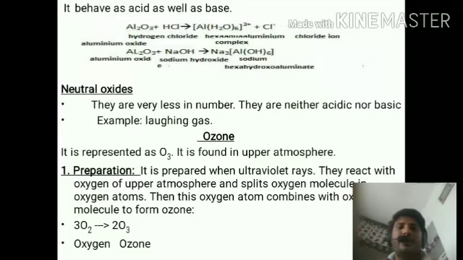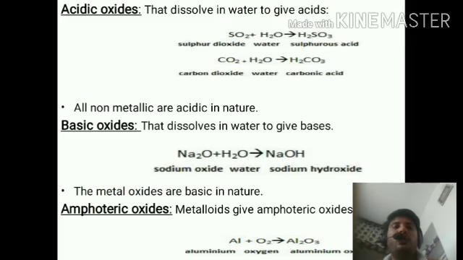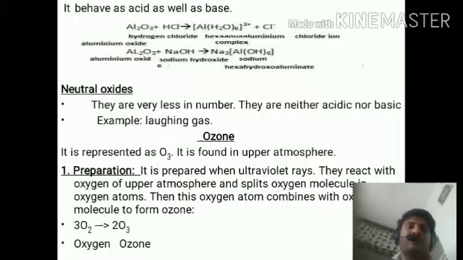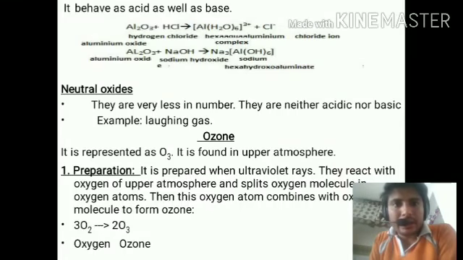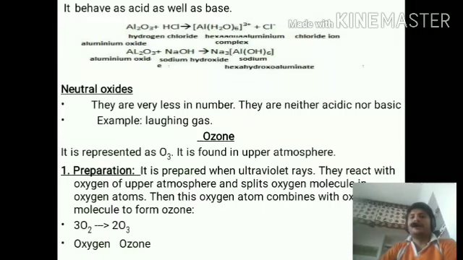Example, laughing gas. The formula of laughing gas is N2O. Now another compound of the oxygen family is ozone. The formula of ozone is O3. Okay, and it is present in our upper atmosphere.